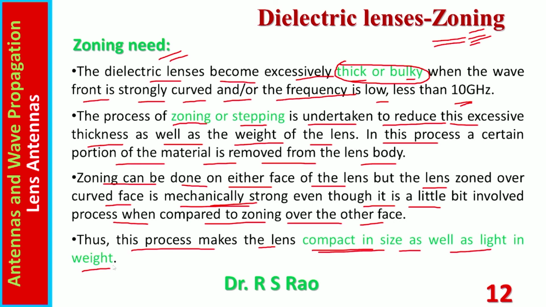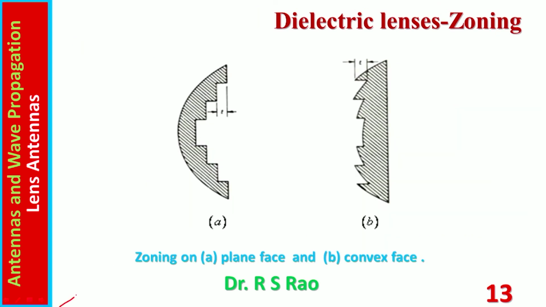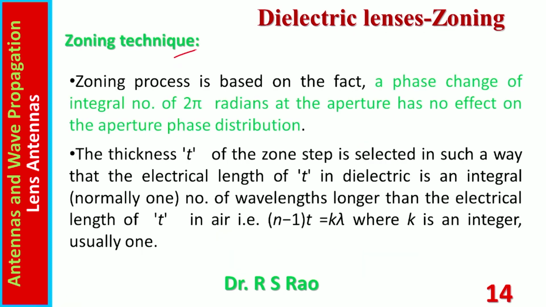Then what is zoning? Here is illustrated zoning. In A is shown zoning on a plane face, in B is shown zoning on a convex, curved face. One can notice the material is removed by cutting the body of the lens in steps. The step thickness is indicated by T. Here also step thickness is indicated by T. So several steps are there. Stepwise material removal is done in the zoning technique.